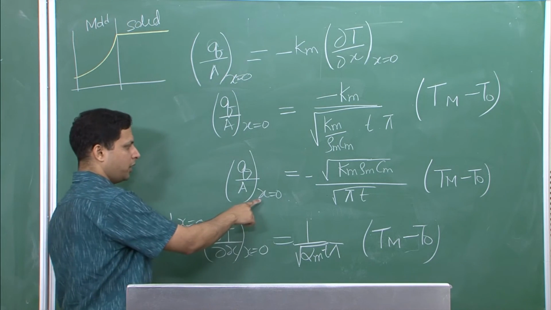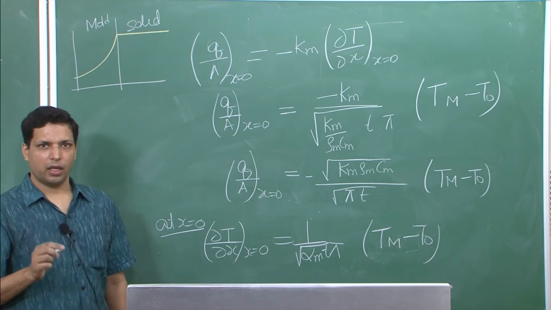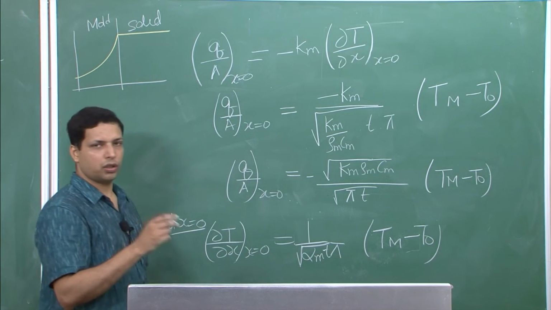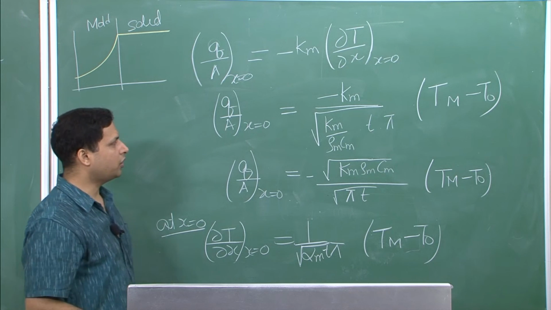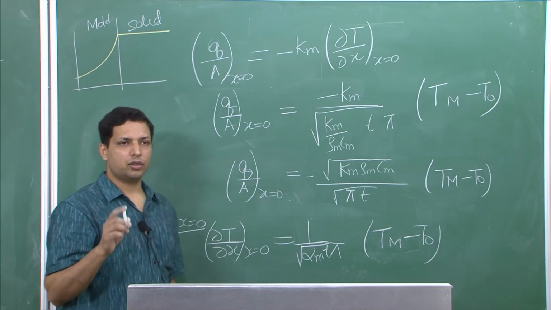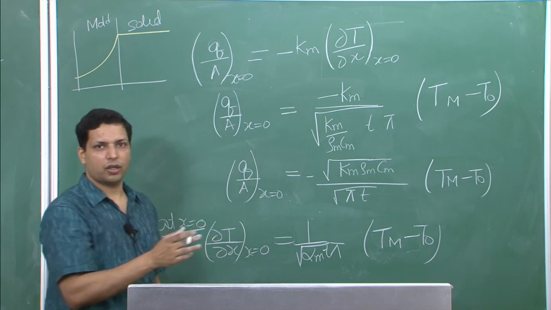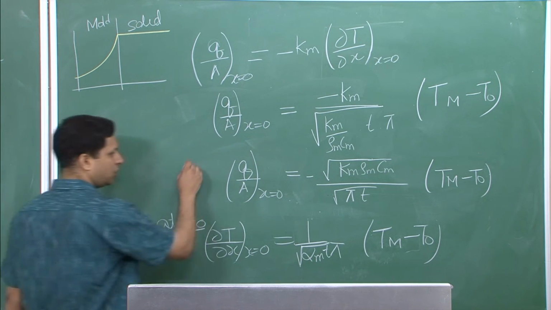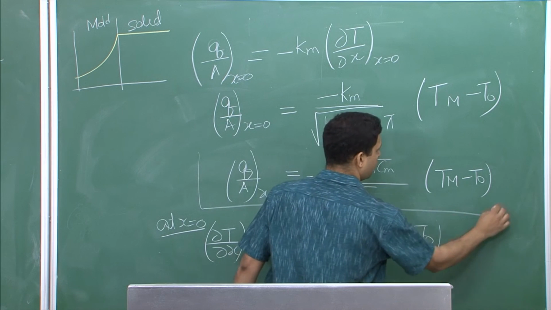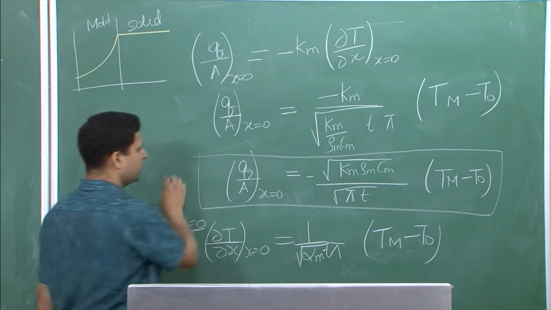We have invoked, remember we have invoked x equal to 0. If we had not invoked x equal to 0, then that equation of del T over del x would have been valid throughout the mold, but we invoked x equal to 0 to get to this equation, because you will see we will get something substantial out of it. So, this is our equation that we will carry forward from here. This is the heat flow rate.